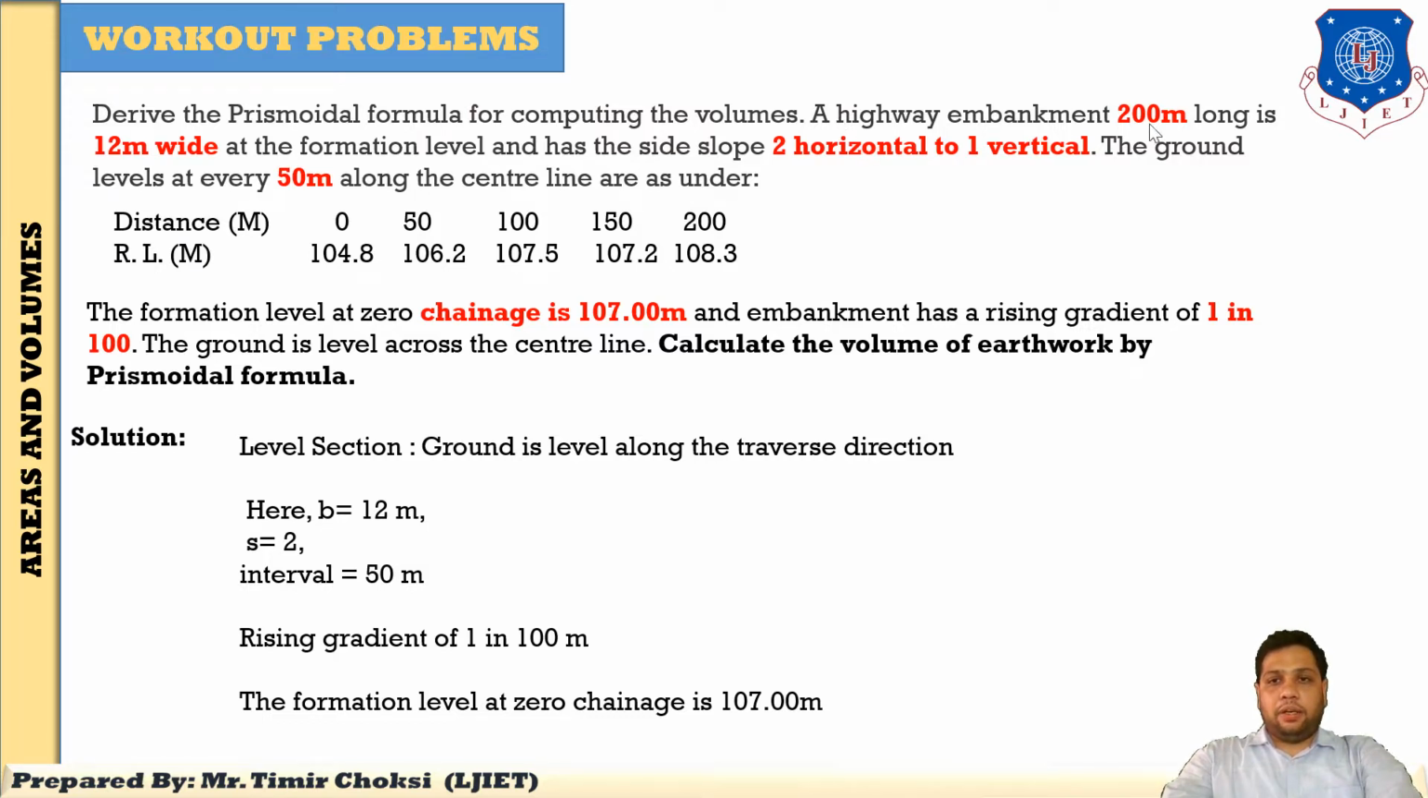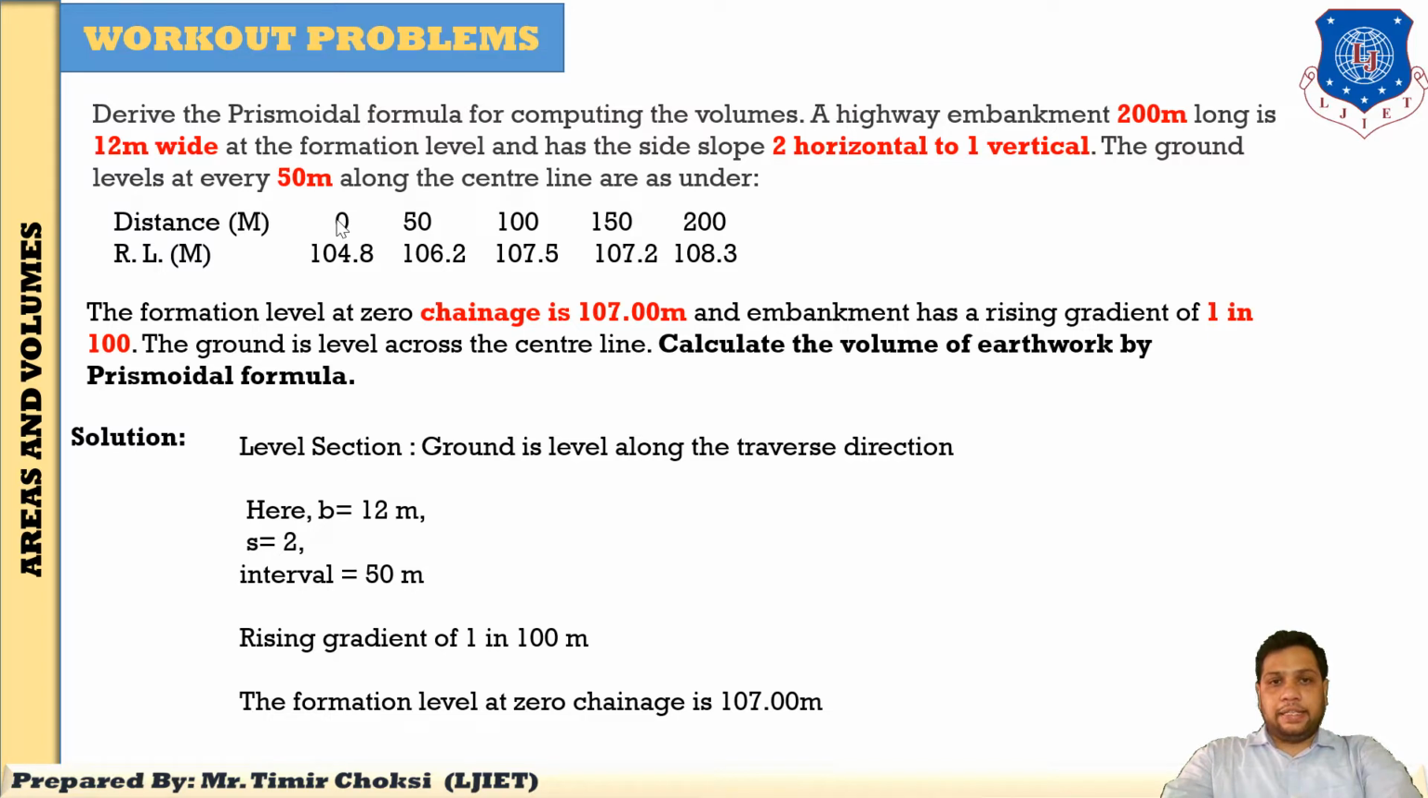A highway embankment 200 meters long is 12 meters wide at the formation level and has a side slope of two horizontal to one vertical. The ground level at every 50 meters along the center line is as under. Distance is given and RL, meaning reduced level, is given. Distances are 0, 50, 100, 150 and 200, because our highway embankment is 200 meters long.